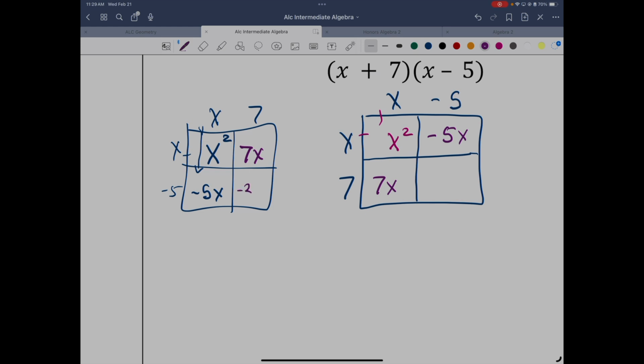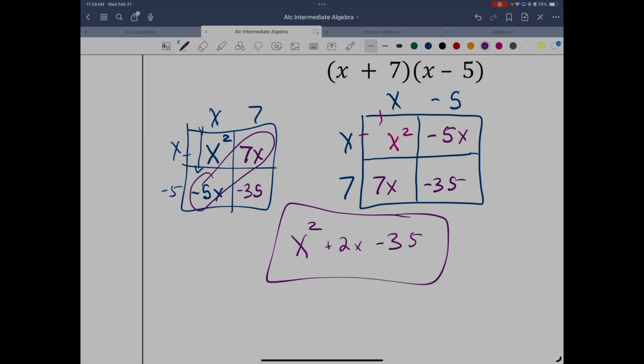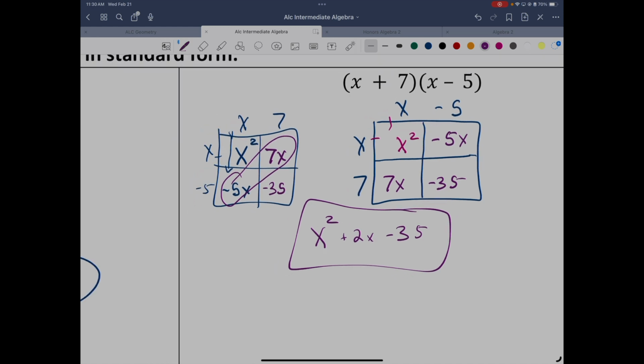7 times negative 5 is negative 35. Negative 35. So in both cases, you end up with x squared. Negative 5 plus 7 is 2, so that's 2x, and minus 35. Either way you do it, you end up with the same solution to this. So it doesn't matter. If you go on the top first, you go on the side first, doesn't matter. As long as you're clear with where you're going with what you're multiplying together.